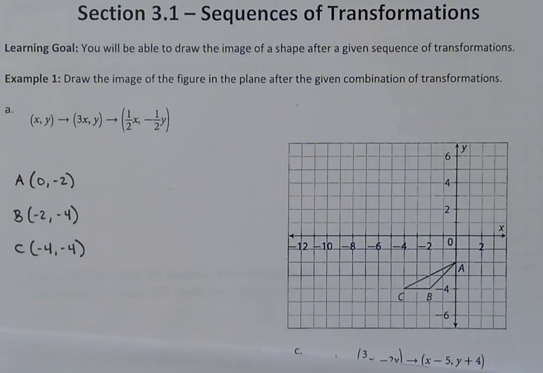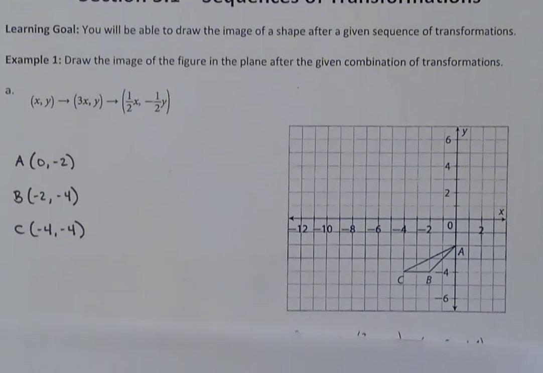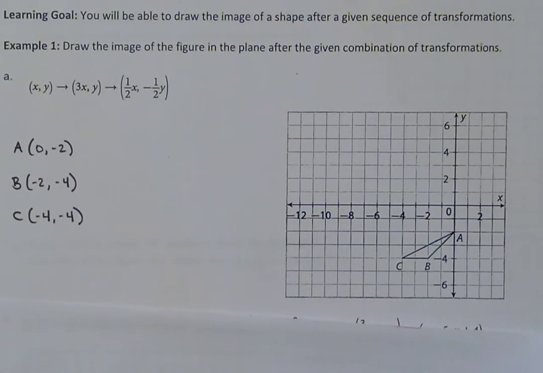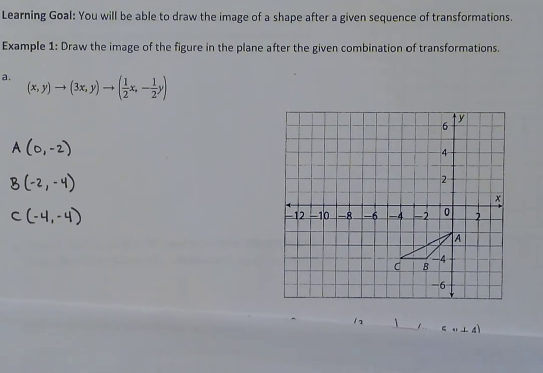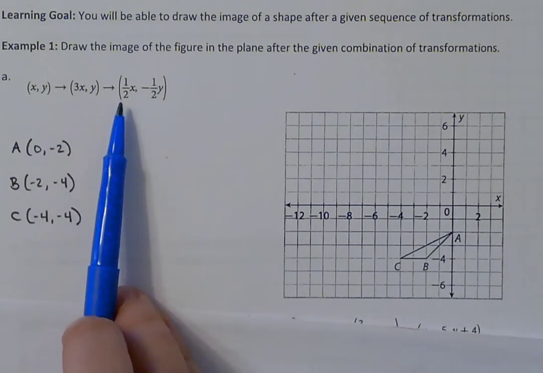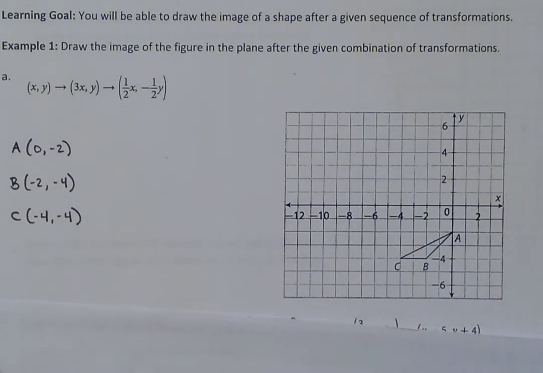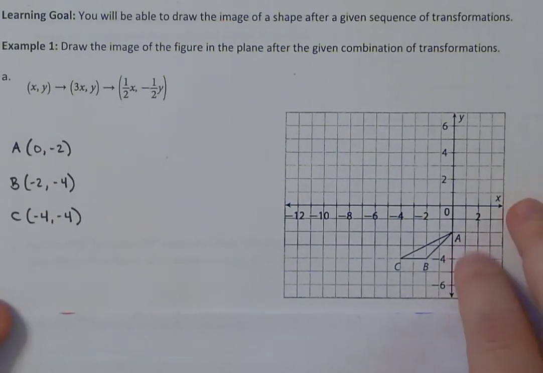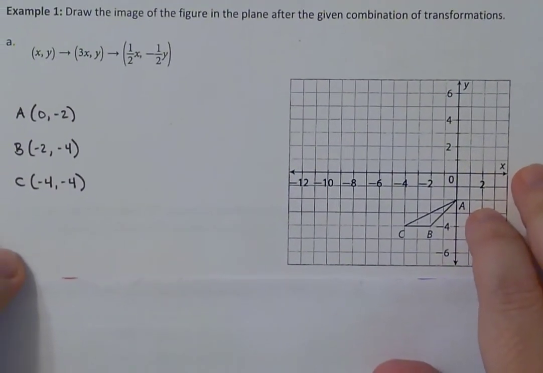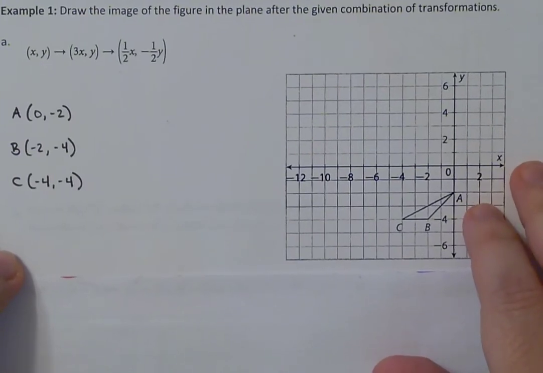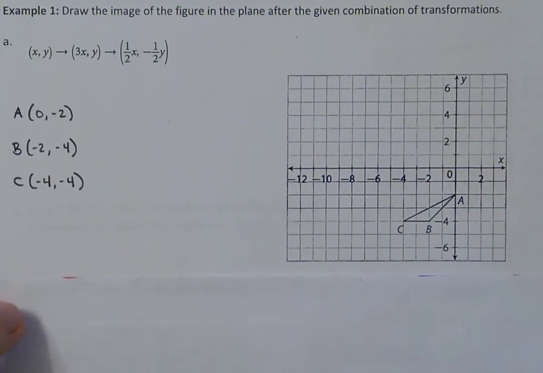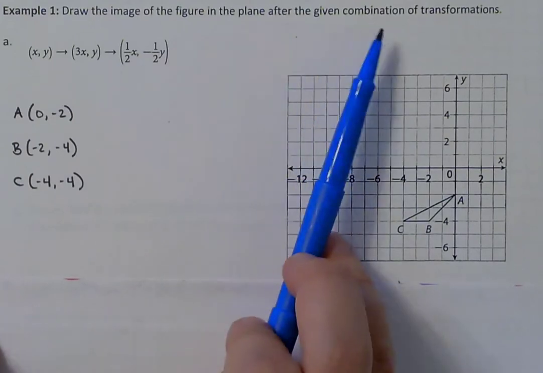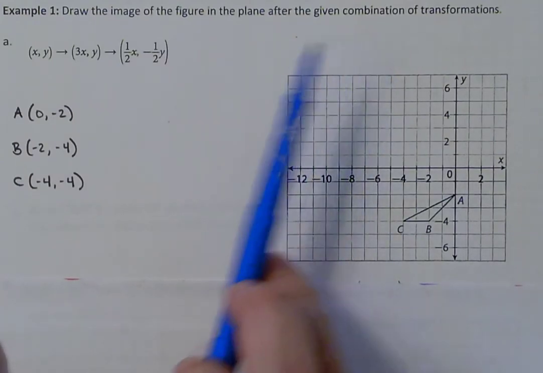So we're going to go through and draw our transformations for today based off the sequence they give us. So example 1, part A, I'm going to move this up more so it's a little easier, more space. Okay, example 1, part A, we're going to draw the image after the given combination of transformations.